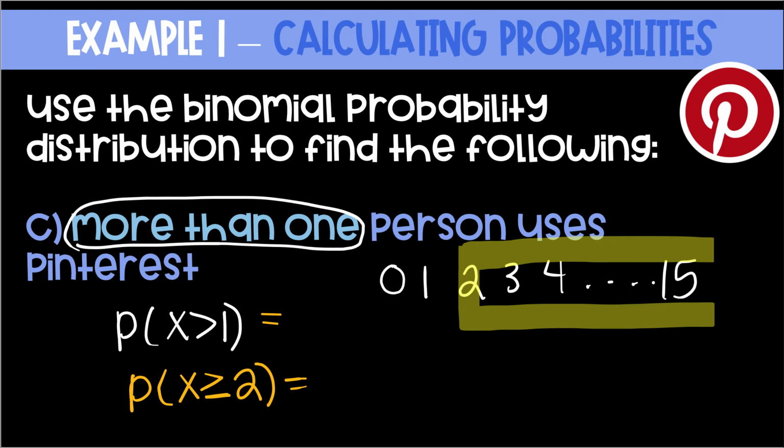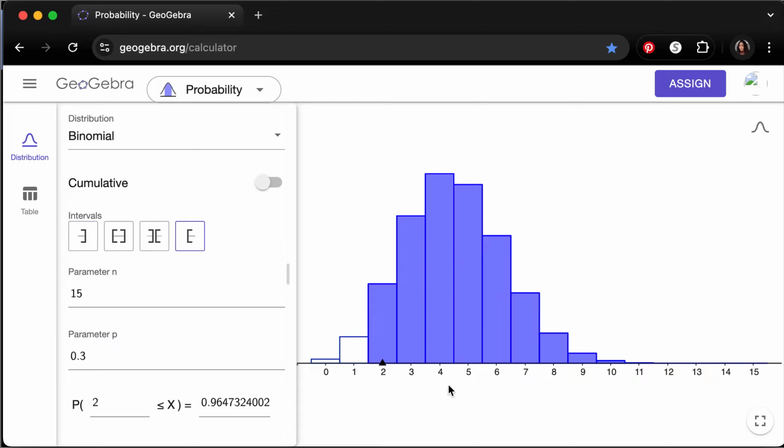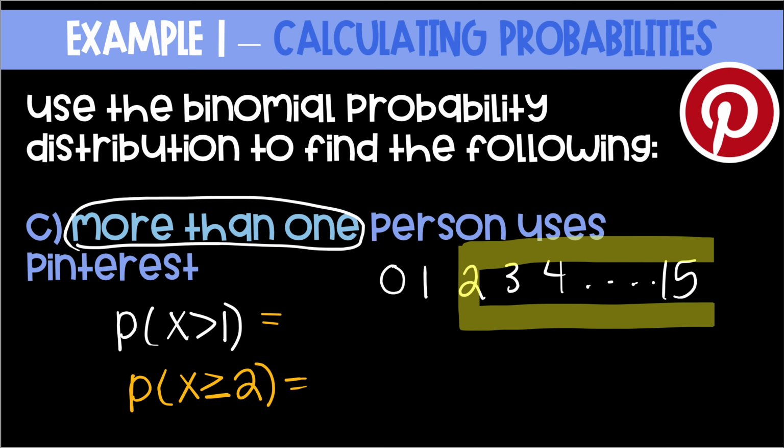I'm going to change the interval that I want. I want the area to the right, and I want X is greater than or equal to 2. 96.47%. That's my probability.